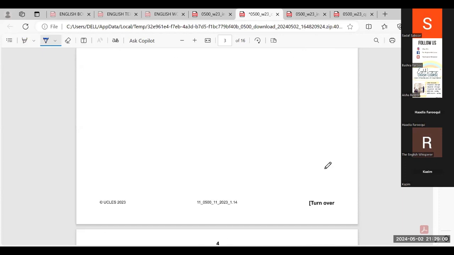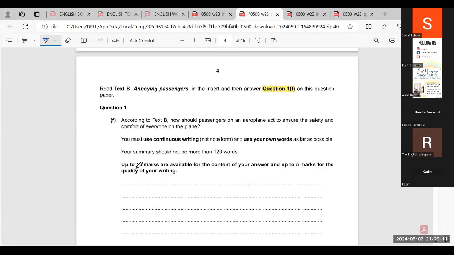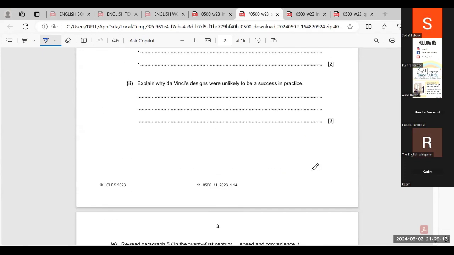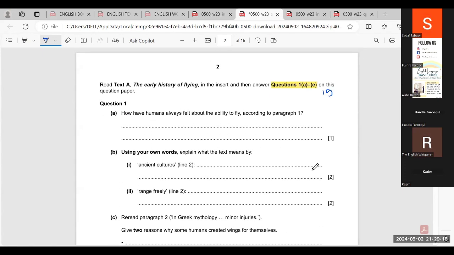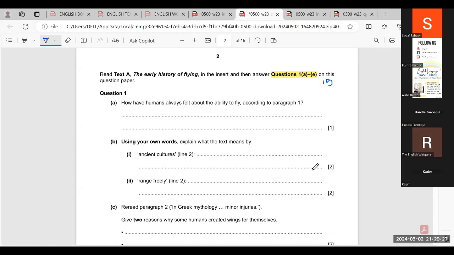So how do you divide your time? The summary is also 15 marks, right? How do you divide your time? We can't divide equally. Why? Because the summary should take you more than 20 minutes, all right? This question is the hardest to manage in terms of time because you have 2 texts and then you have to take information out of 2 texts and write down your answers.